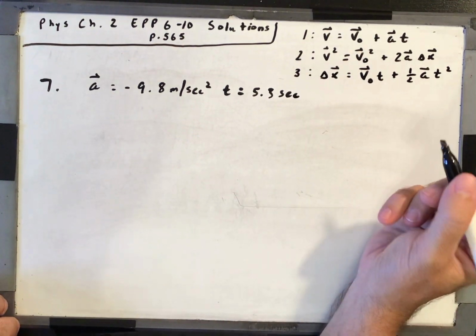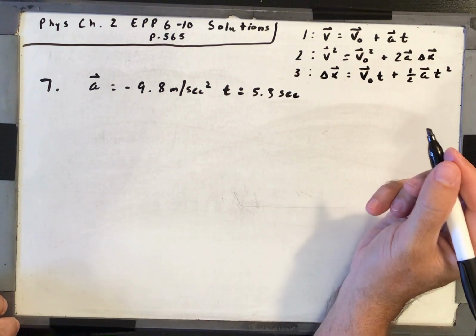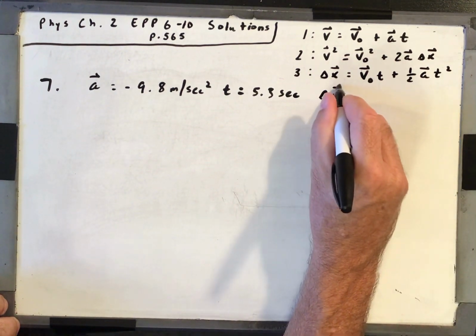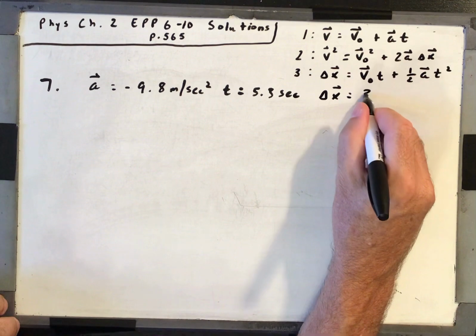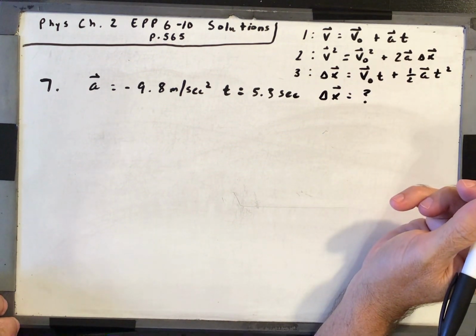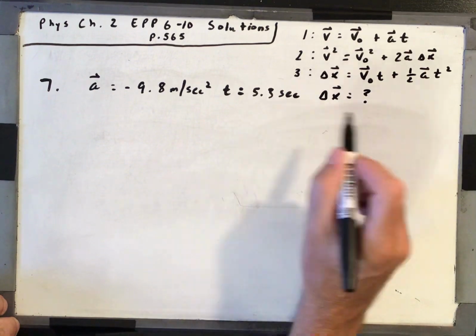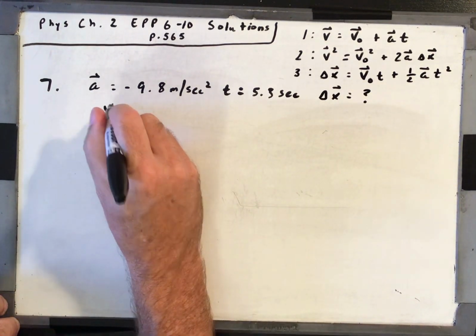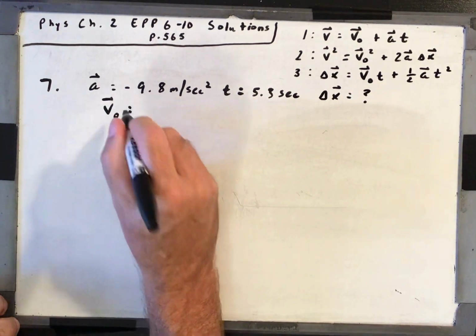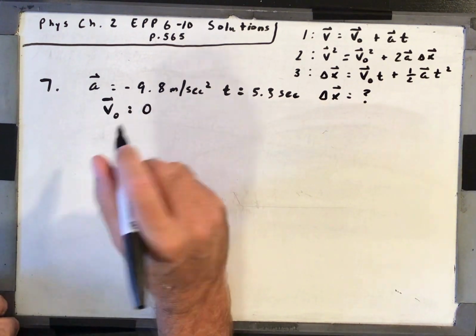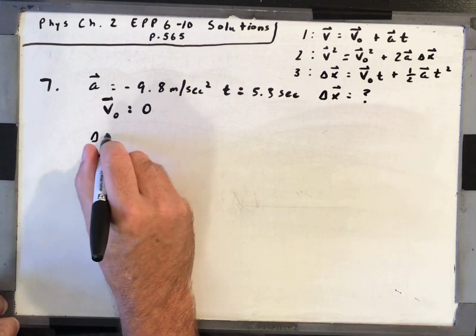So what variable are we solving for? I'll give you a second to answer it. All right, displacement. That'll tell us how deep the hole is. We've got acceleration, we've got time, we want to know displacement. What do we know about initial velocity? All right, the girl just drops the rock. She didn't throw it down, so it's going to be 0. So we're going to use equation 3.